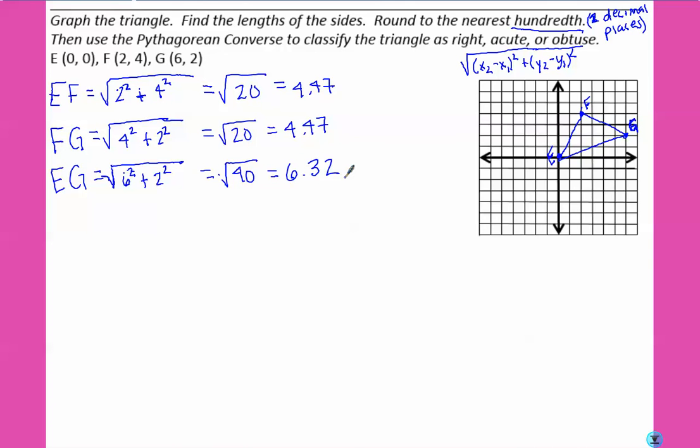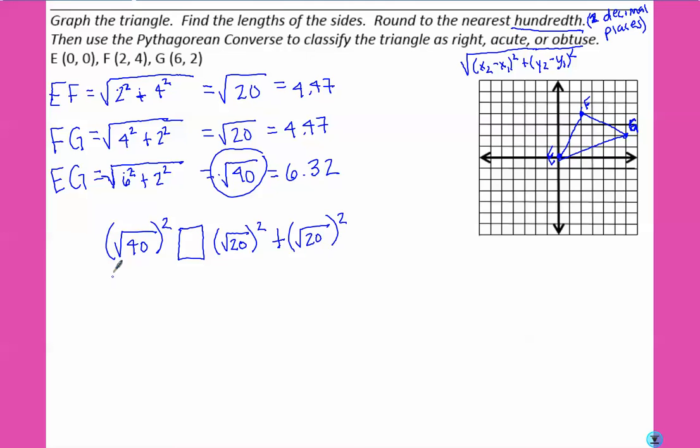And the reason the decimals are helpful is because to determine if it's right, acute, or obtuse, we're going to have to do the Pythagorean theorem converse, and we need to know which side is the longest. So square root of 40 is our longest side. So square root of 40 squared, and we want to know if it's equal, less than, or greater than square root of 20 squared plus square root of 20 squared.